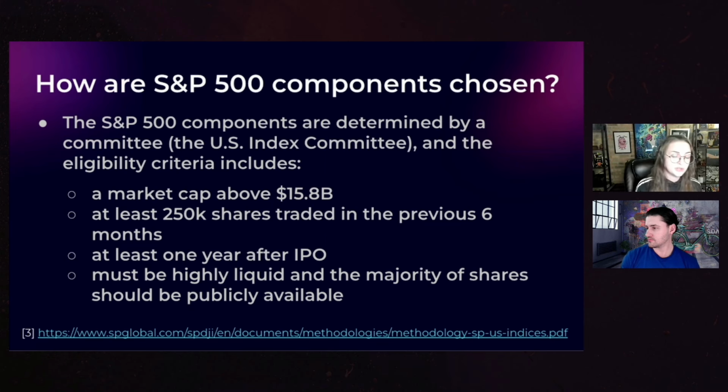The S&P 500 uses a pretty quantitative method for determining what should or should not go into the index, but it's ultimately determined by a committee. They look at eligible stocks and decide what should go into the S&P 500. And these criteria change year by year.